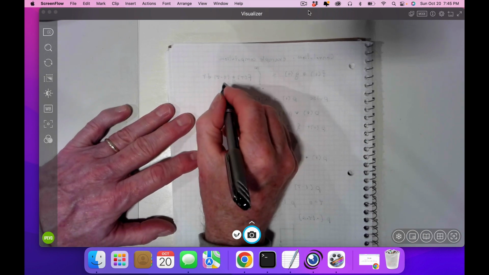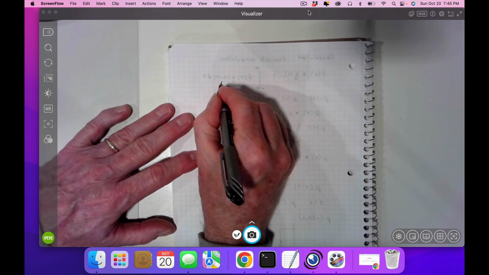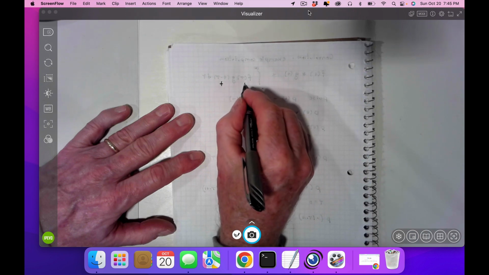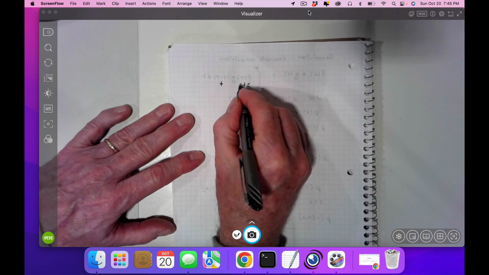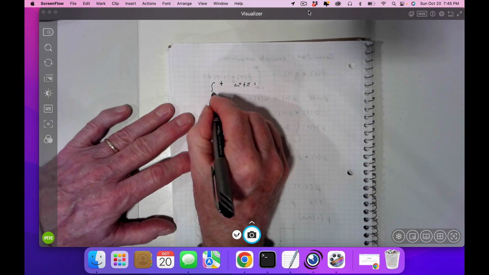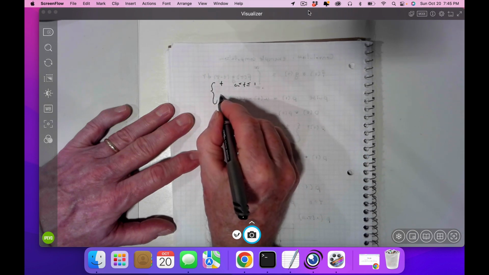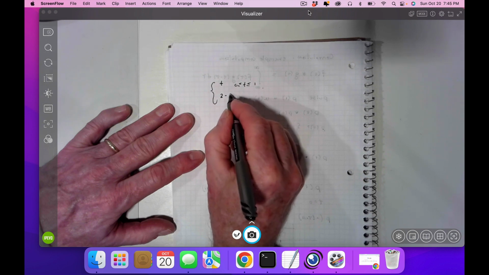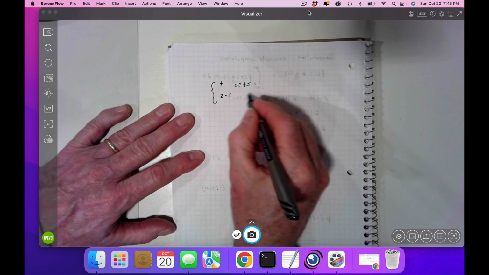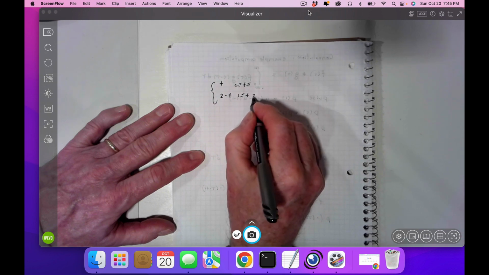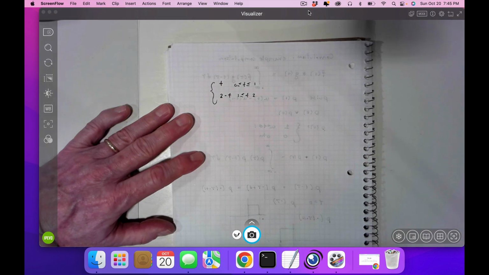The convolution is going to be t for t between 0 and 1, our answer, and it's going to be 2 minus t when t is between 1 and 2. And it's going to be 0 everywhere else.